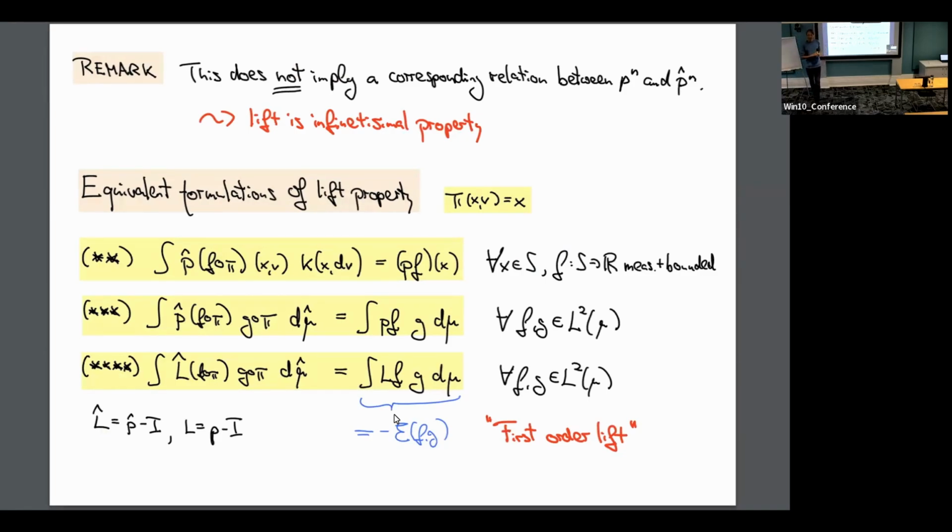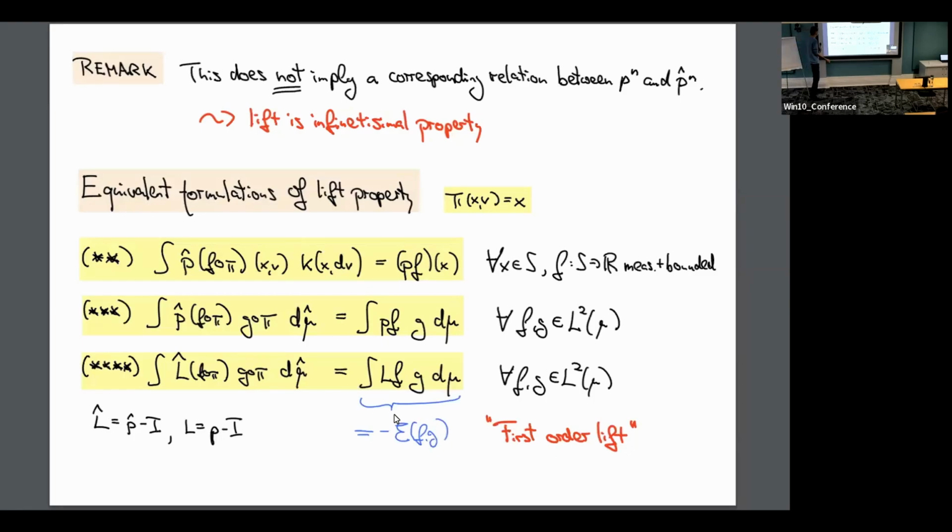But once we have done this, we can also realize that we can multiply both sides with another function g and then integrate with respect to mu. When we integrate this with respect to mu, we get the measure mu hat. So then it's also equivalent to this one: the integral of P hat of (f composed with pi) times (g composed with pi) d mu hat is the same as the integral of P f times g d mu.